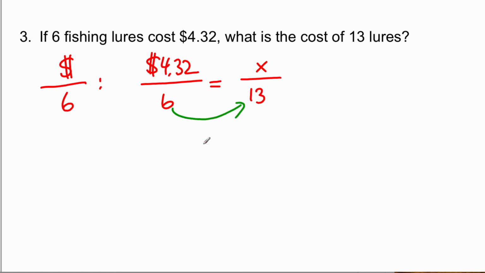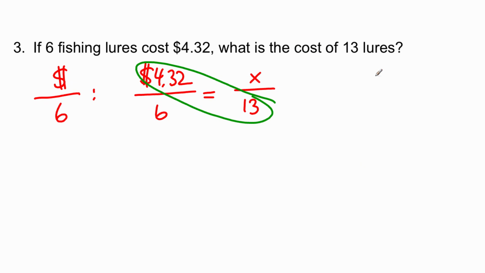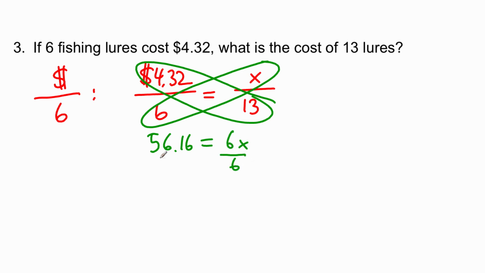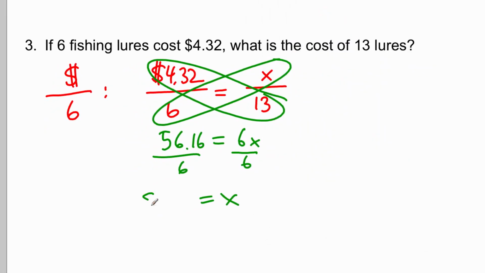It's not obvious what we multiply to go from 6 to 13. So I'm going to use the cross multiplication method. 432 times 13. That's going to equal 5616. And that's going to equal the other cross product, 6 times x. We would then divide both sides by 6. So we take our answer and divide by 6, and we will get a cost of $9.36. Statement answer, it's $9.36 for 13 lures.